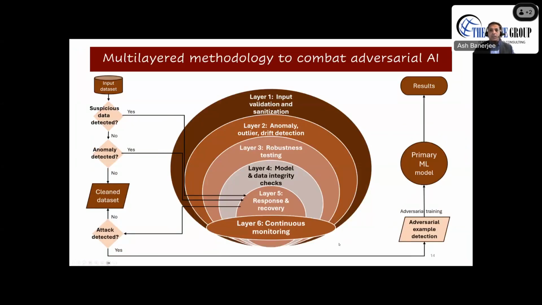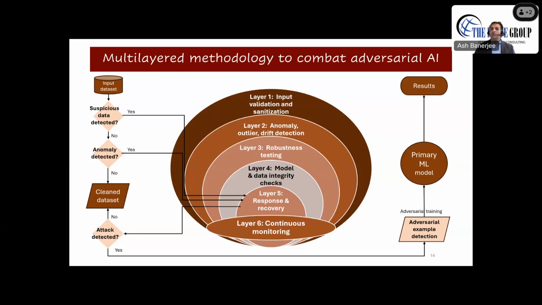Next. All right, so now we get to the real meat of the presentation here. Here we are actually talking about a multi-layered approach to combat adversarial AI. The layers provided over here cover several potential solutions available to detect, prevent, and remediate damage that is caused by adversarial AI. This slide depicts a high-level process flow and shows how each layer has a role to play in the overall strategy.